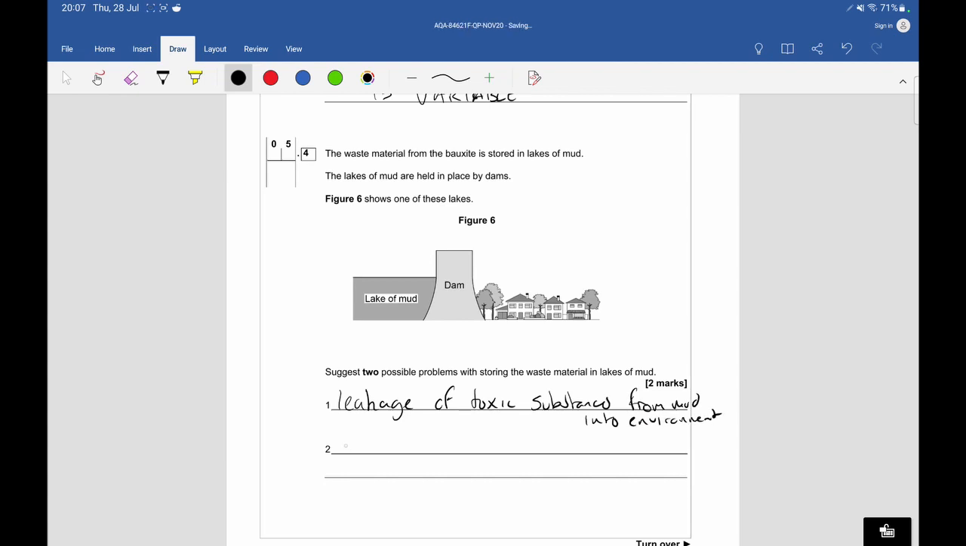We could get water pollution because it's near the dam. We could have damage to habitats. All of these are acceptable answers. You just need two of them.